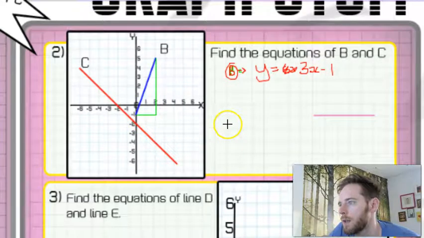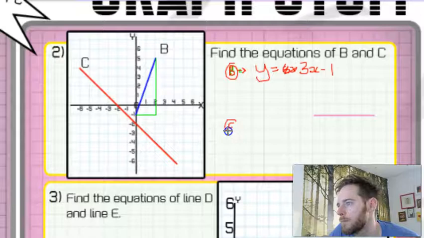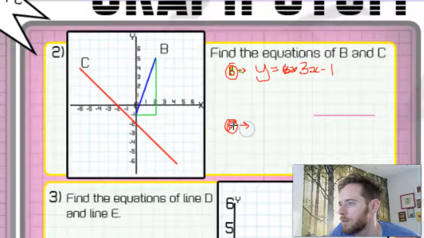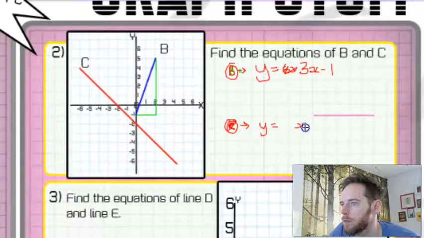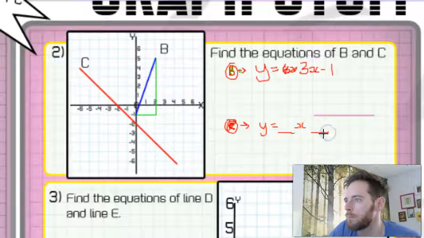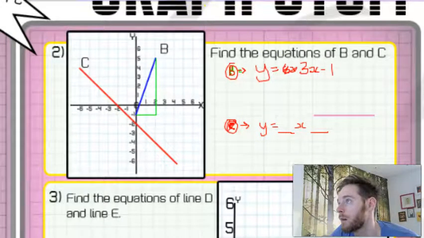Let's have a look at C, because we've got a negative gradient going on here. So sorry for this absolute mess of writing. Doesn't look good at all, does it? So it's going to be y equals something x plus or minus something. We're going to fill in something here. We're going to fill in something here. Let's figure out what those somethings are.